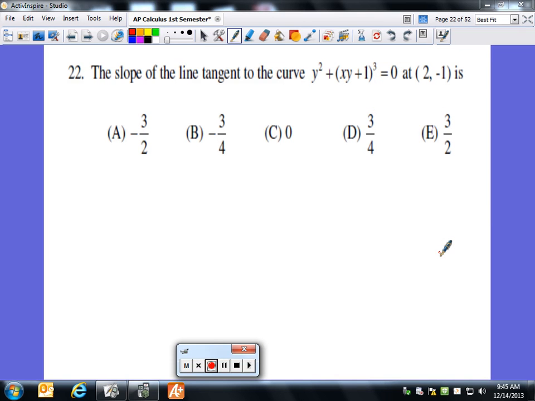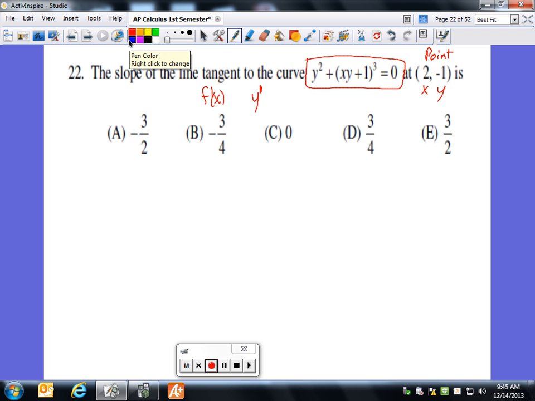Number 22 says the slope of the line tangent to the curve at this point, so I'm given an x, y, is what? So I'm trying to find y prime, or f prime of x, however you want to look at it. You're just trying to find the slope. So you should notice implicit differentiation straight off the bat.